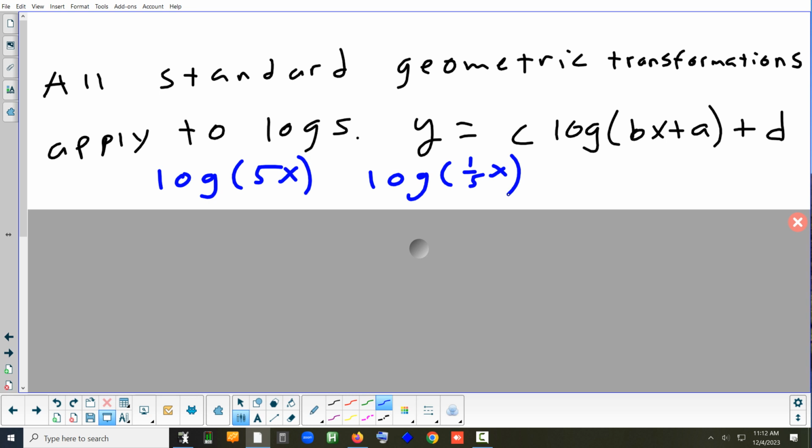So you can have up to 6 transformations. 2 shifts, 2 stretches, 2 reflections. So C does... Oh, I spaced out. What does C do? I messed up C. Somebody remind us what's C? Oh, vertical. So C is your vertical stretch or compression. And D is your vertical shift.